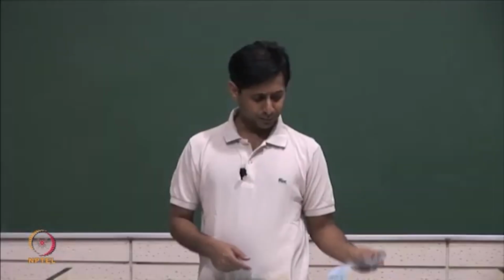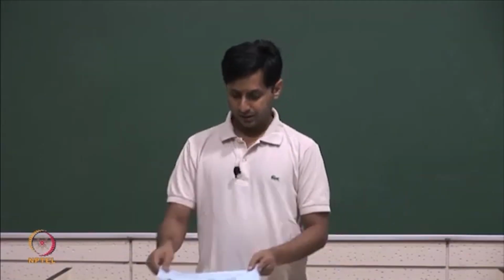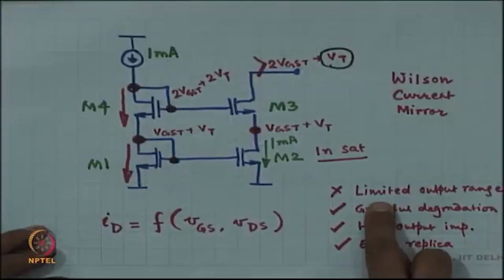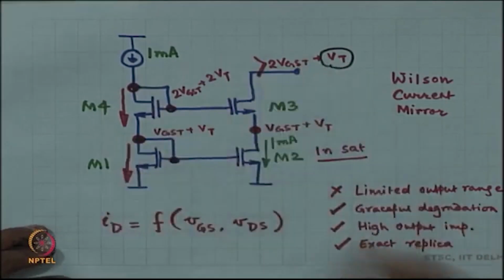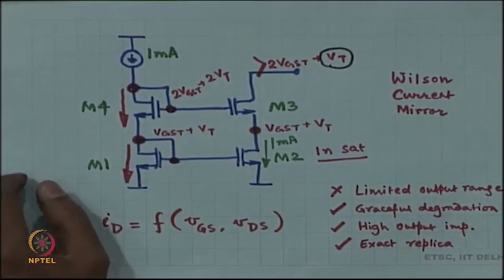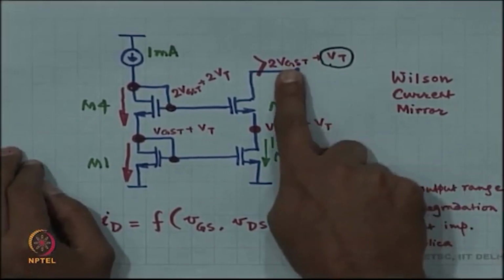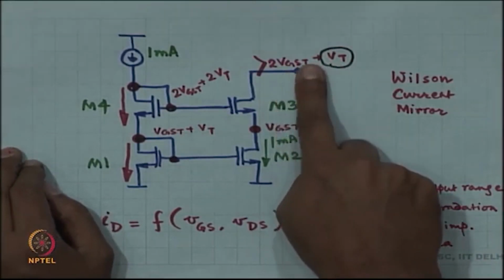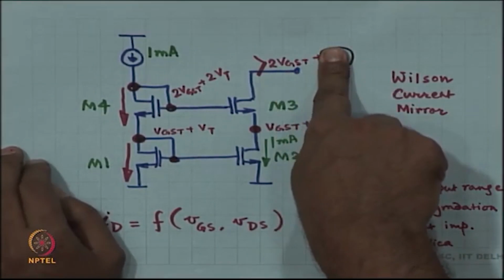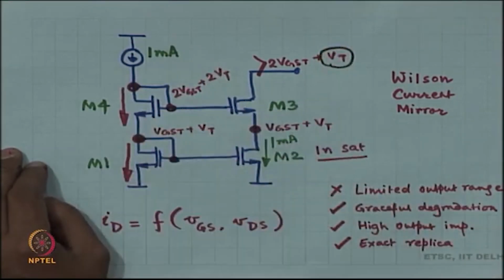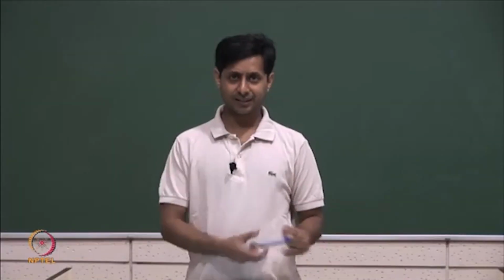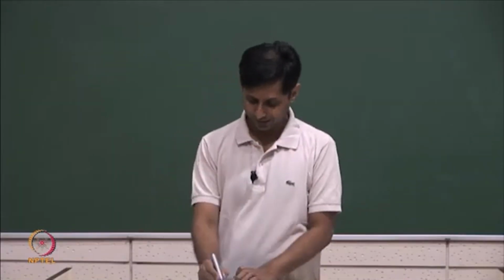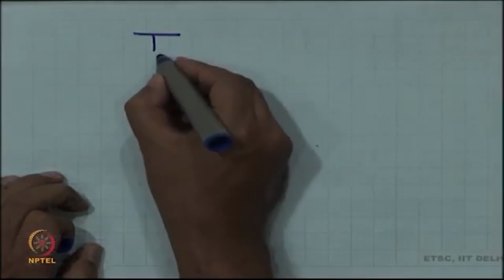Okay. One popular question is, this is suboptimal in terms of output range. This Wilson current mirror is not really optimal in terms of output range. I wanted exactly 2 VGST and not 2 VGST plus a VT. Can that be arranged? Okay. And the answer is possibly we can arrange that also. It is not very difficult.